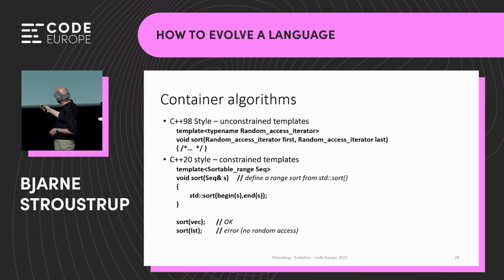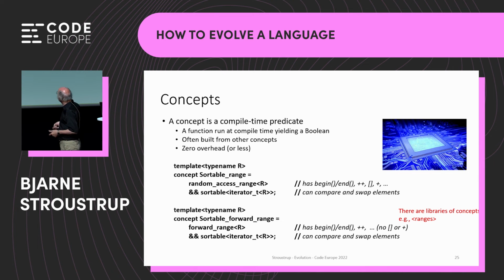Okay, so now the problem then becomes, and has been for years till we solved it, how do we specify a sortable range so that it is really general and doesn't cost anything at runtime? Okay, this is how we do it. A concept is a compile time predicate. It's basically a compile time function. I talked about moving things and functions to compile time. This is a compile time predicate, it returns a Boolean. After checking some properties of some types maybe, it yields a bool, usually built from other concepts, and of course it has zero overhead because it's just part of the type system once you've defined it.